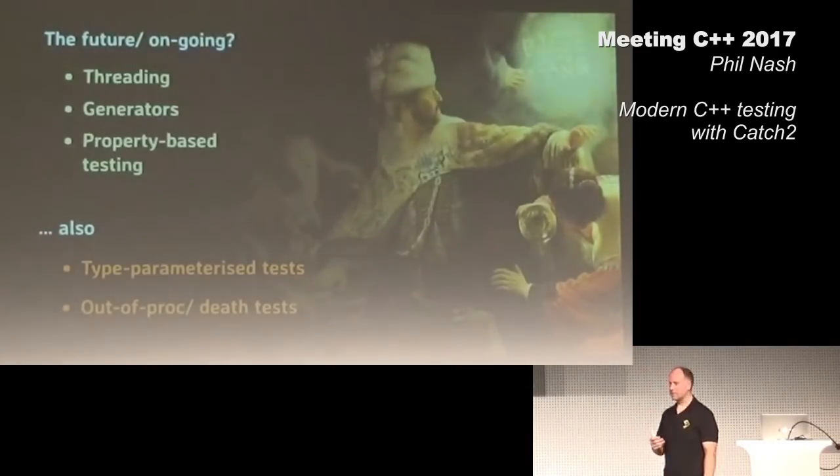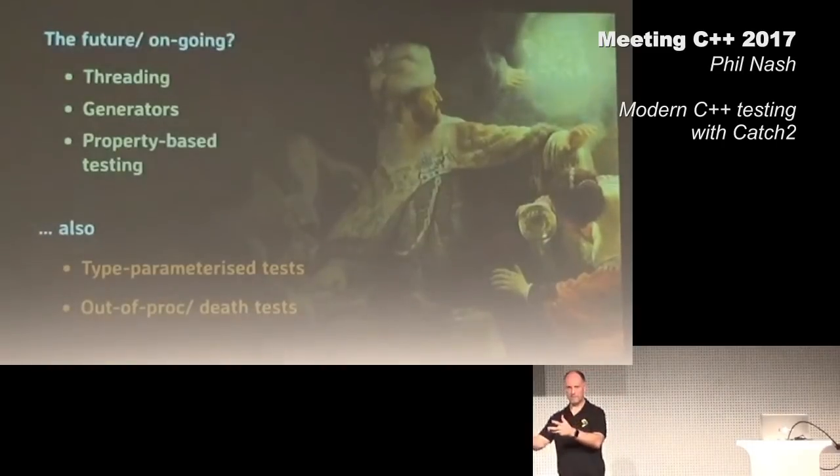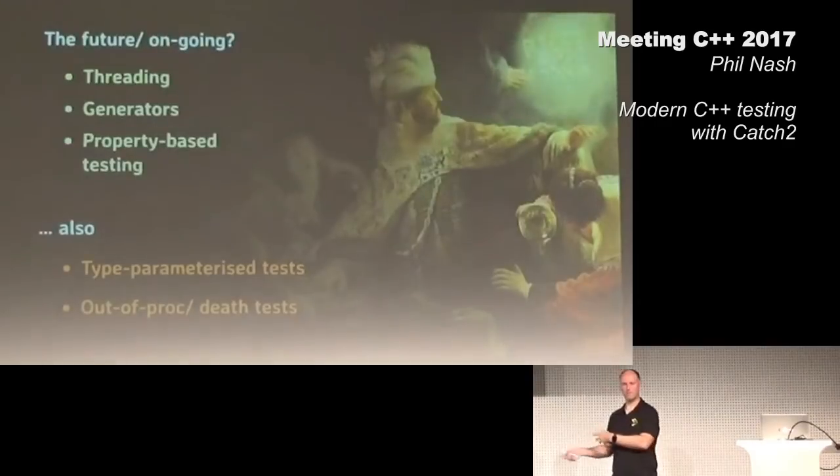As well as data parameterized tests, there's been a long outstanding request for type parameterized tests. So this is where you'll have a template and you want to run the same tests over it for different instantiations. Actually quite simple to do, but also quite simple to work around, so it's just been put off. I think it makes sense to do that at the same time.